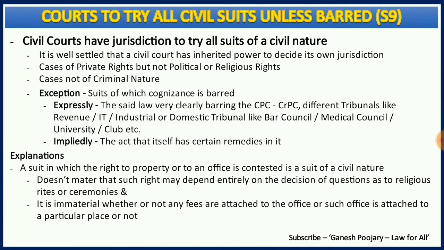Section 9 starts with a beautiful statement saying that civil courts have jurisdiction to try all suits of civil nature. So it opens a very big door for the civil courts by saying that it can take all the suits which are of civil nature. But then it comes with 2 important exceptions, saying that suits of which cognizance is barred expressly or impliedly. So unless and until there is a bar expressly or impliedly mentioned, all the other cases of civil nature can be taken by civil courts.